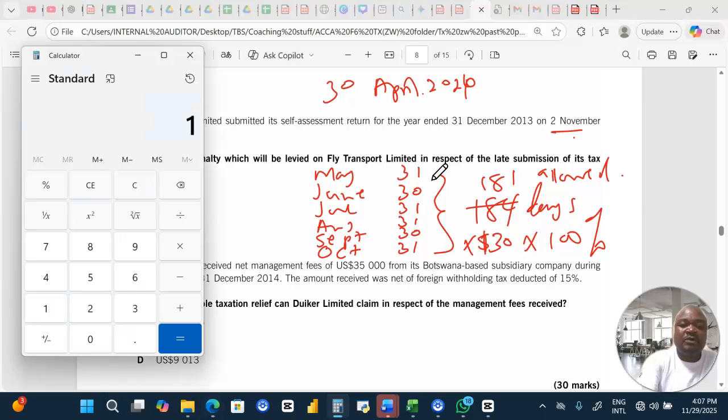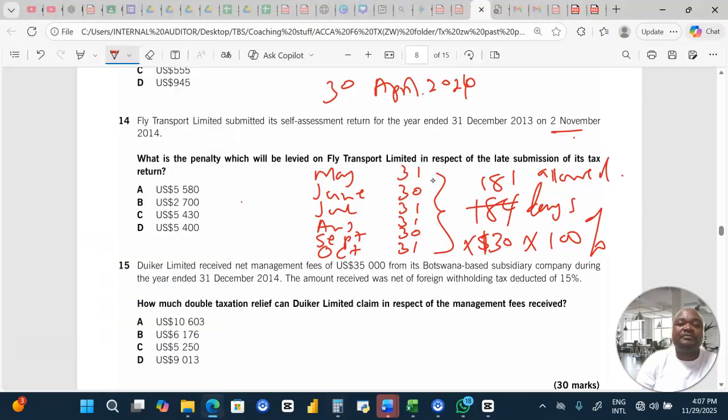That's 181 multiplied by 30 multiplied by 100%. 100% is just 1, isn't it? So that's 5,430. So this one was a relevant question, and it's still relevant even now. The $30 is still being applied per day. So it will be too much, isn't it?